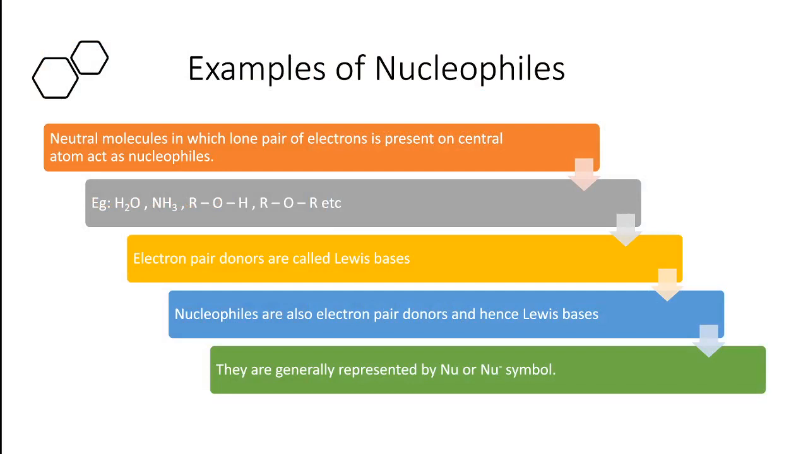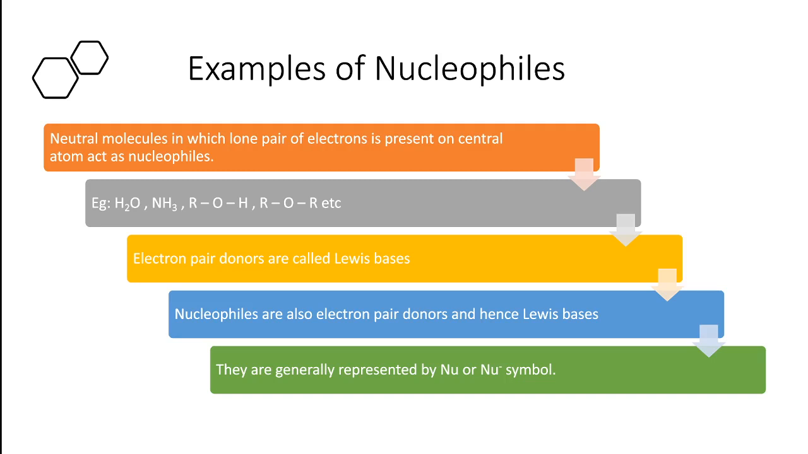So, neutral molecules in which a lone pair of electrons is present on the central atom act as nucleophiles. So, neutral molecules with lone pair. Now, let's see the example. Here is the example H2O. On the oxygen atom, two lone pairs are present. So, whenever we say only one lone pair is enough, then it acts as a nucleophile.